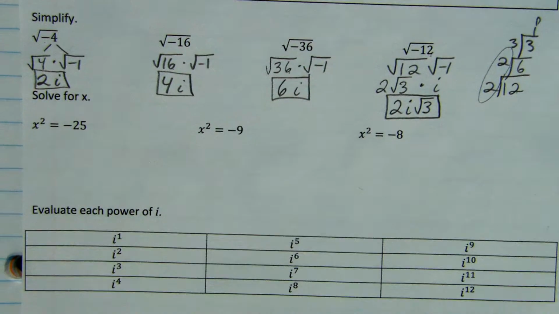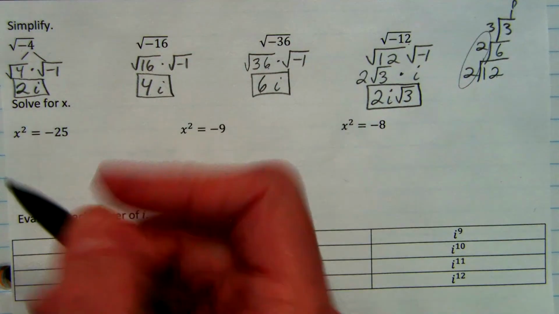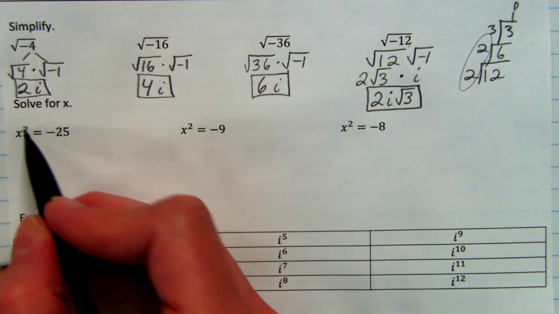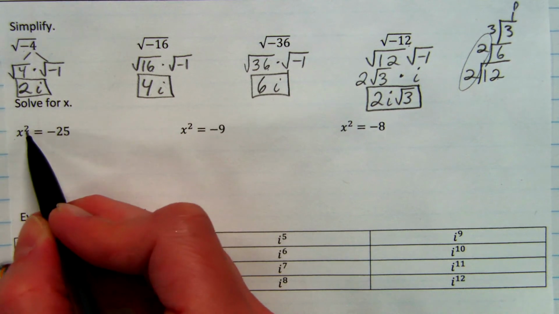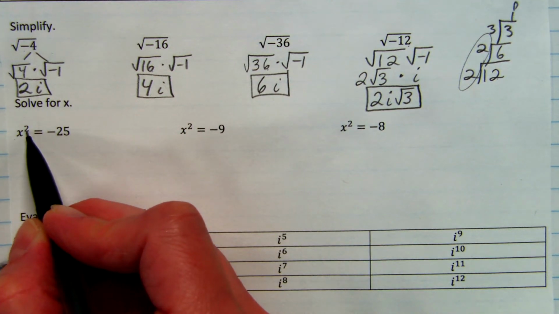So what these are used for, the kinds of equations you can use, are these types of equations. If I have x squared equals -25, what do you do to get rid of x squared?